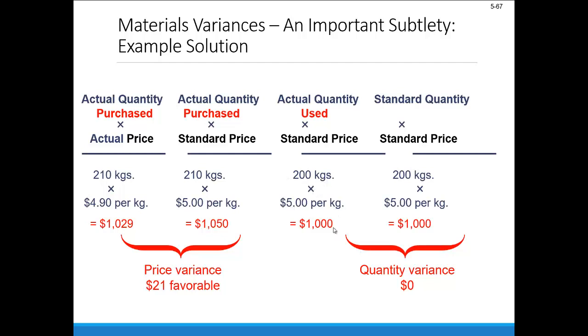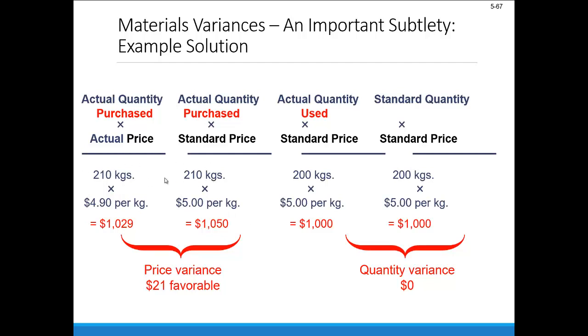So now we don't have any quantity variance. No difference driven by a difference in usage. We should be using 200 kilograms for 2,000 jackets, and that's what we did use. Now over on this side, we're looking at just the quantity purchased for everything.